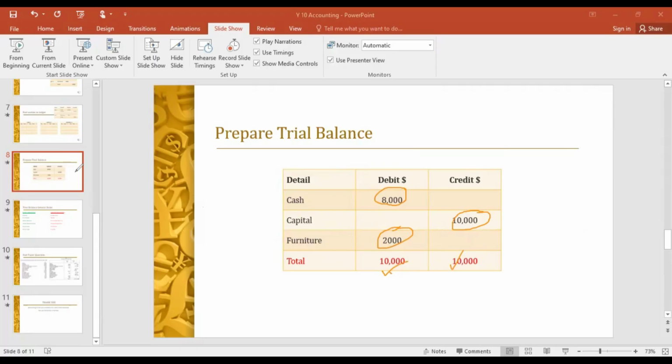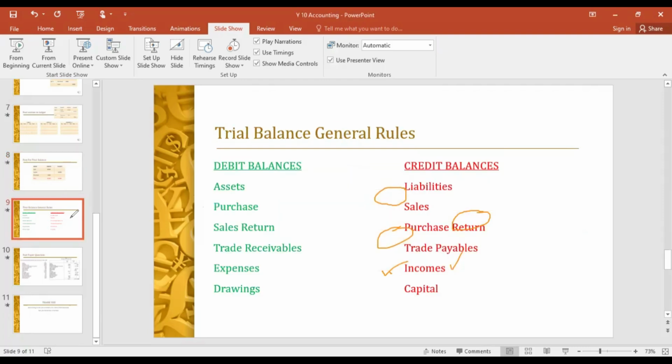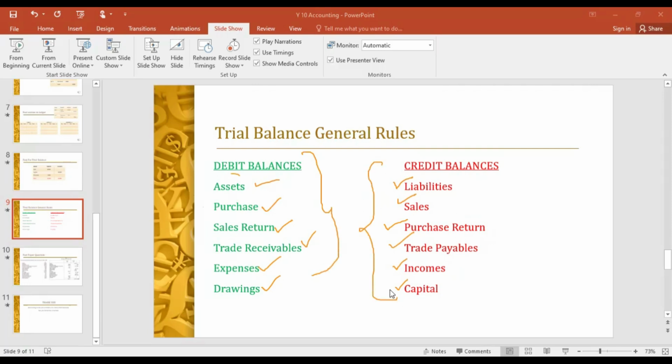Okay. When you see this trial balance, it was just two transactions, but when we see a full-length question, then some trial balance rules we have to keep in mind. And what are these rules? By default, the debit balances we have are for assets, liabilities are credit, purchase debit, sales credit, sales return debit, purchase return credit, trade receivable debit, trade payables credit, all expenses are debit, incomes are credit, drawings are debit, and capital is credit. Okay. So these are the defaults. By default, these are the balances which you have to keep in mind.